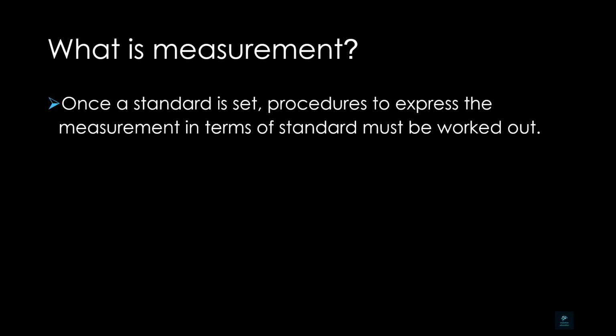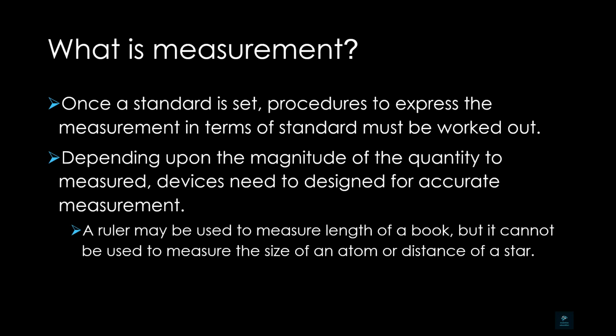Once a standard is set, procedures to express the measurement in terms of standards must be worked out. Now, depending on the magnitude of the quantity to be measured, devices need to be designed for accurate measurement. For example, a ruler may be used to measure the length of a book or any similar item, but it cannot be used to measure the size of an atom or the distance of a star from the earth. Therefore, different devices are required to measure different length scales.